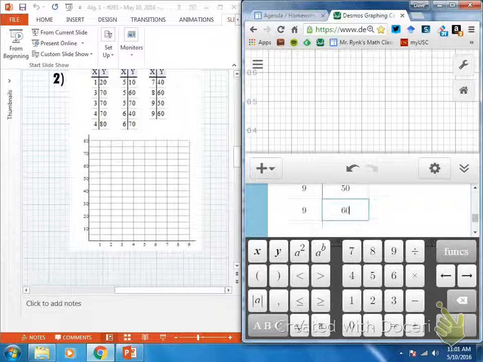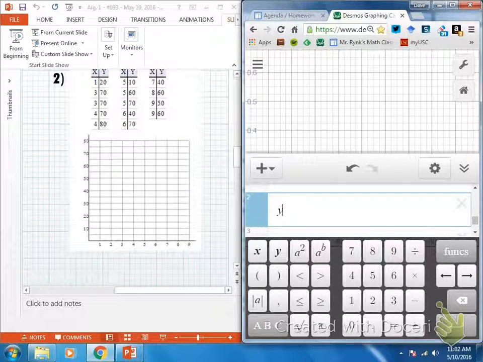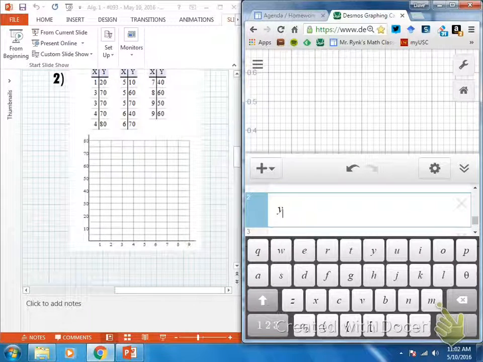Next step, step 3. We're going to write this equation down. We're going to press the plus sign here. New expression. We're going to do y sub 1 tilde mx. Oh, it's all small. I got to make sure it's on the normal size. Mx sub 1 all plus b.